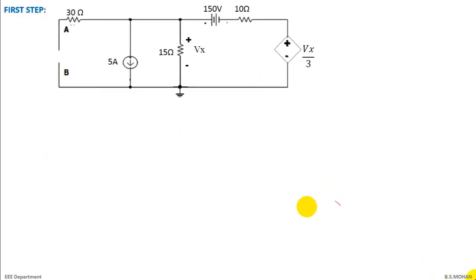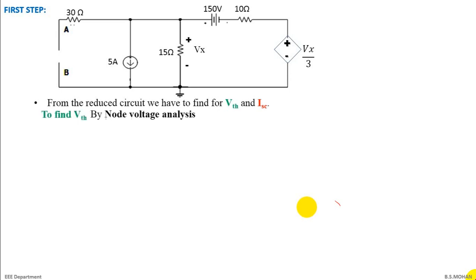Now after this you have to find VTH and ISC, right? I repeat, we have to find VTH and ISC. VTH is your open circuit voltage and ISC is your short circuit current, right? To find VTH, I'll be solving by nodal. You can solve by mesh. How many junctions can we mark? Pause the video to analyze how many junctions we have.